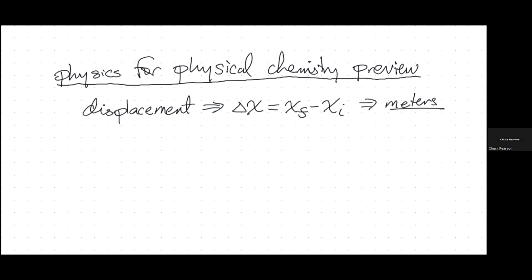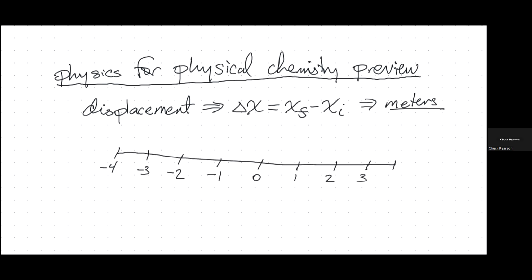So we put out some number line. And we'll define these positions as 0, -1, -2, -3, -4, 1, 2, 3, 4, all in units of meters. And the units are implied in the other values.